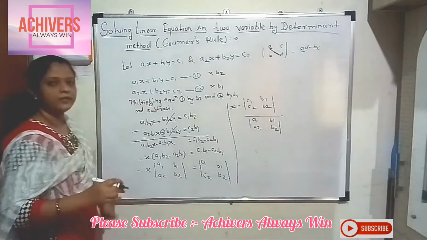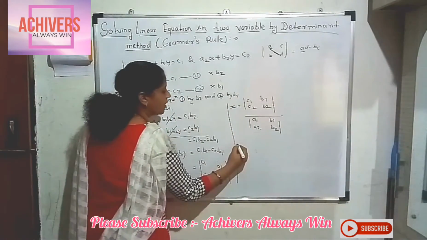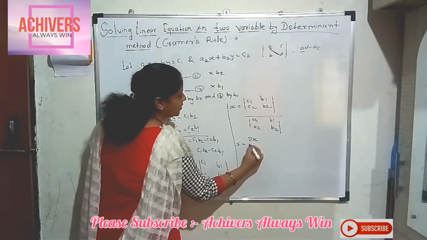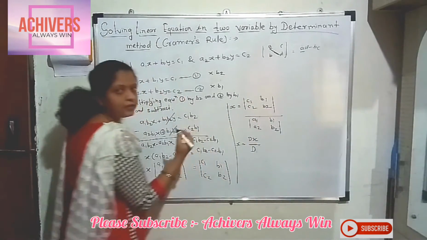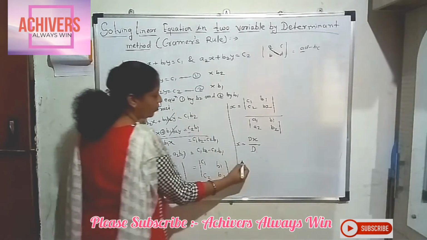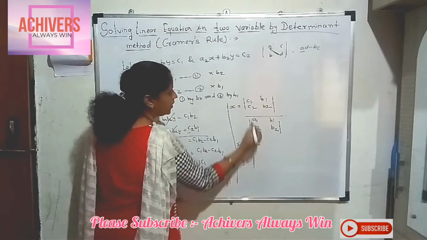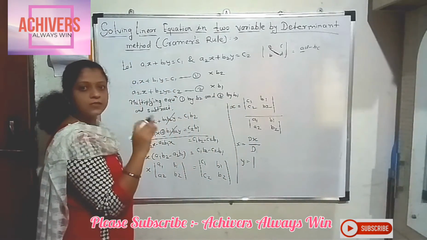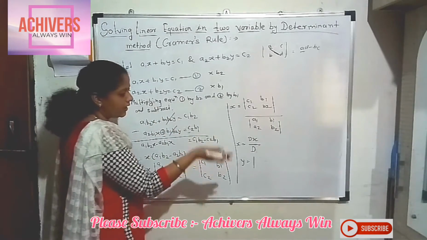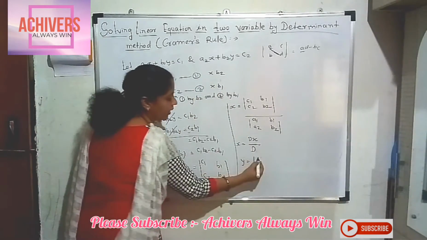Then we denote this value as dx, and that value is considered D. In this way, we calculate which value? Y. We get Y is equal to, here C1, C2 are the constant numbers. Replace for which coefficients? X. Similarly, here A1, A2 as it is.